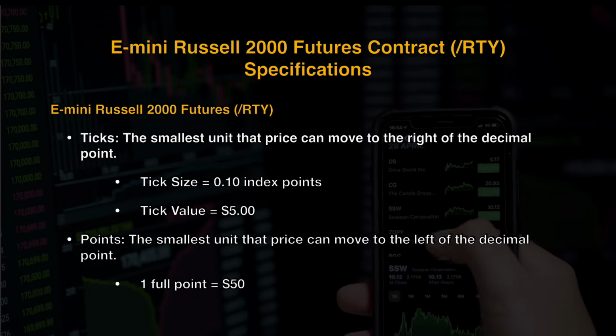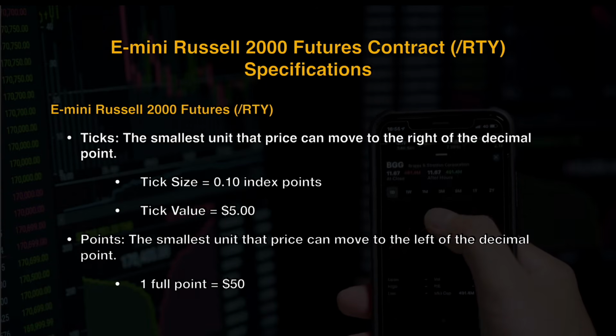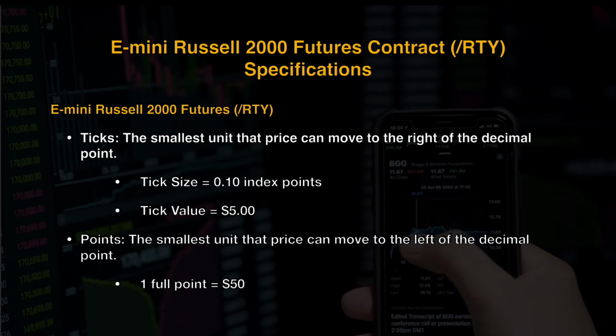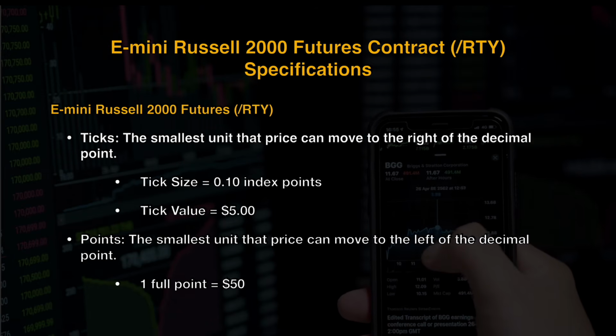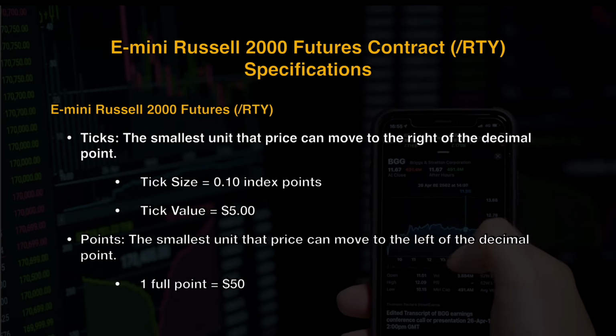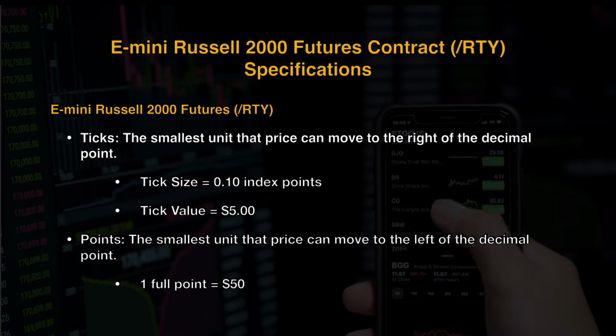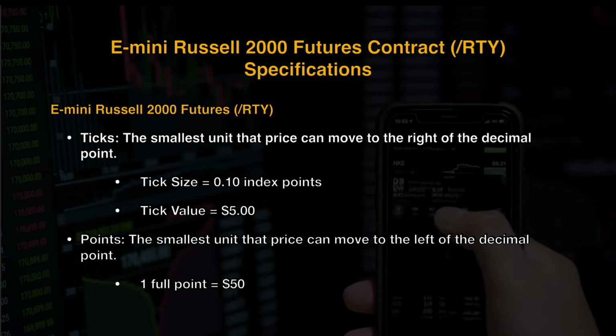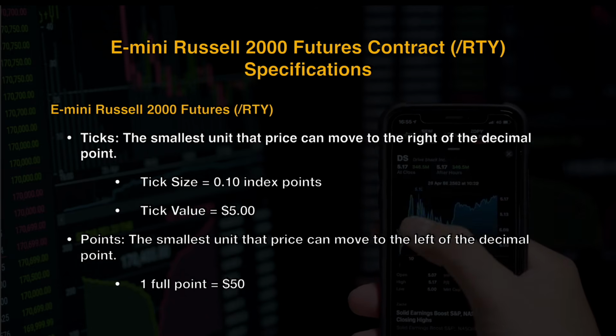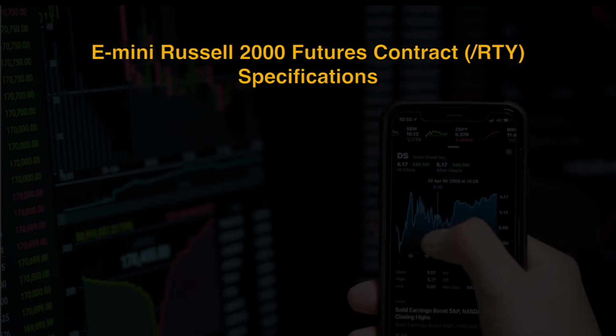The tick size for the E-mini Russell 2000 futures contract is 0.10 index points. In order to figure out how many ticks are in 1 point, we take 1 divided by 0.10 and we get 10. The tick value for the contract is $5, so 1 full point is 5 times 10, which is equal to $50, and that's the contract multiplier.